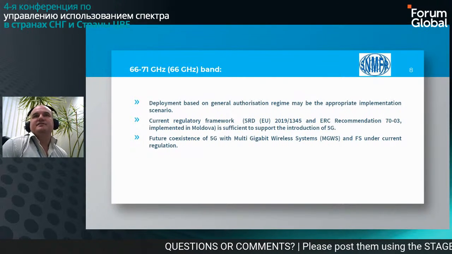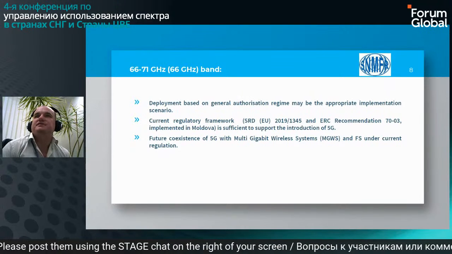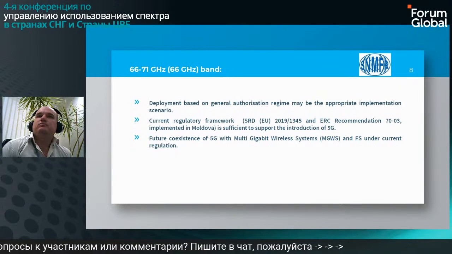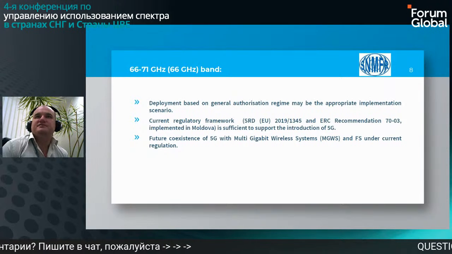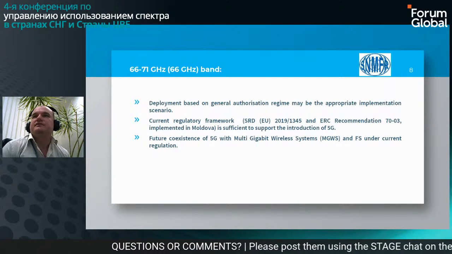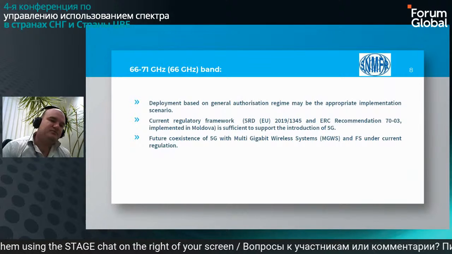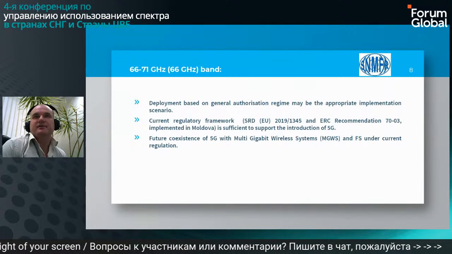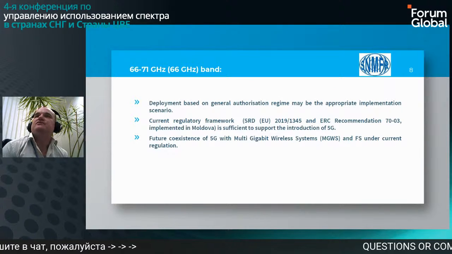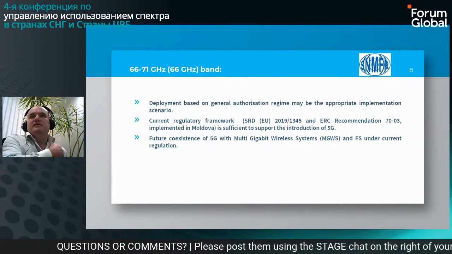The 66 gigahertz band. In this band, we expect to have a coexistence of 5G with WiGig, multi-gigabit wireless systems, and fixed service. What appears to be now one of the possible deployment scenarios is deployment based on general authorization or under a license exemption regime. Current studies, for example the draft CEPT report 78, which is under public consultation, state that the current regulatory framework, such as ERC Recommendation 70-03 related to short-range devices, could be sufficient for the introduction of 5G. Next slide, please.